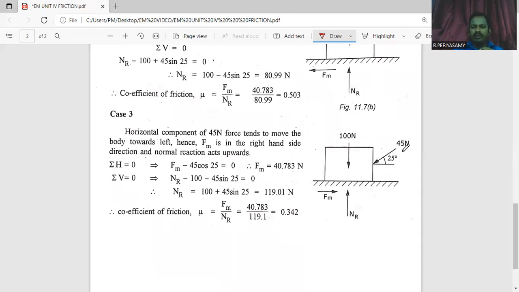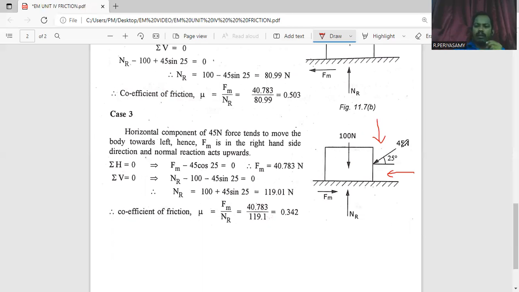Here also the 45 Newton force acts at 25-degree inclination, so this is called an inclined force. In this case, this inclined force is separated into a horizontal force and a vertical force. The horizontal component is in the leftward direction, and the vertical component is in the downward direction.